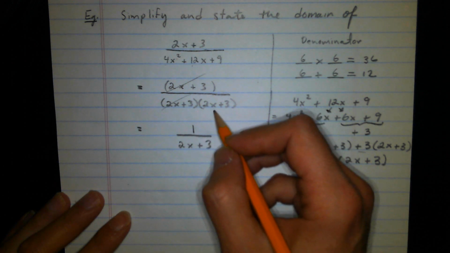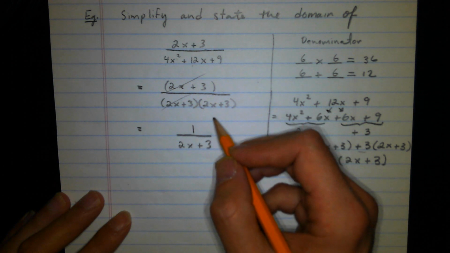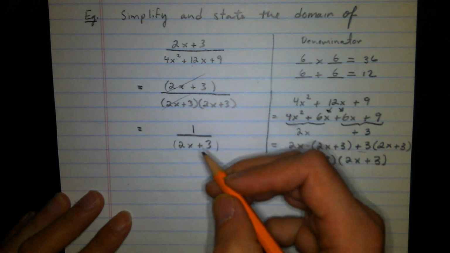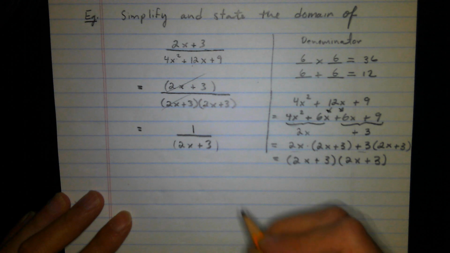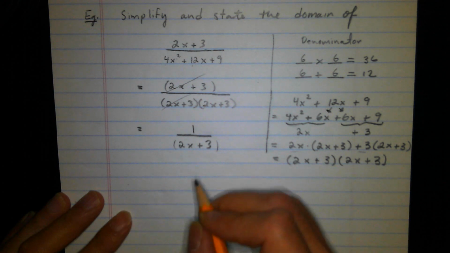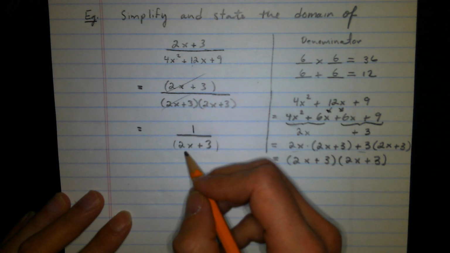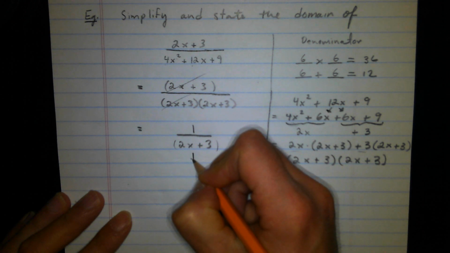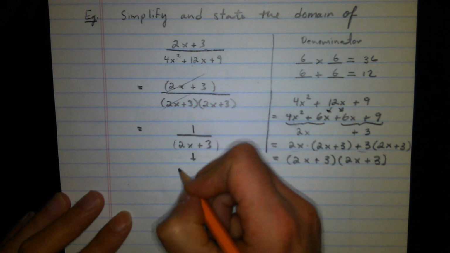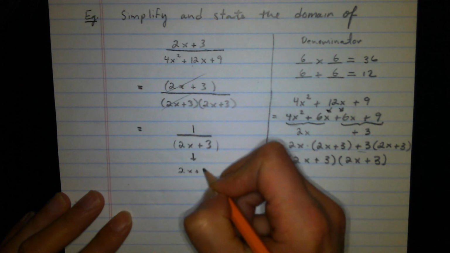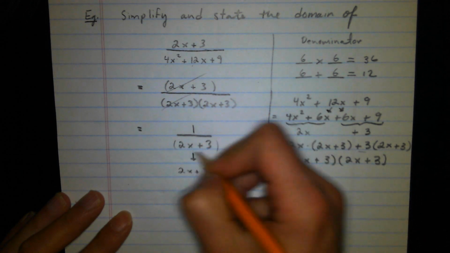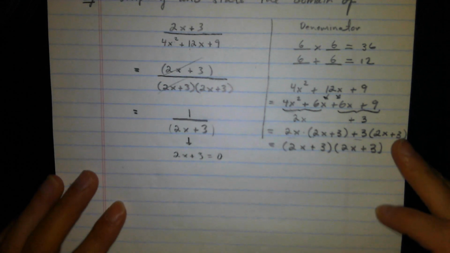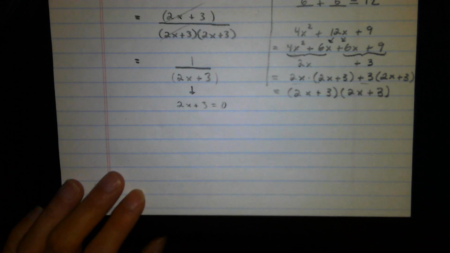I can see if 2x plus 3 equals 0, then I'll have division by 0. Okay, and actually, for those of you that aren't comfortable with these types where the leading coefficient isn't 1, well, what you can do is just set the whole factor to 0. All right, I want this to equal 0. And then now you're just left with a simple linear equation to solve. Okay, I've got 2x plus 3 equals 0.